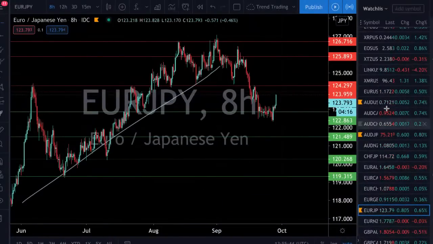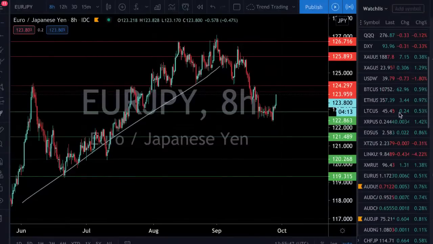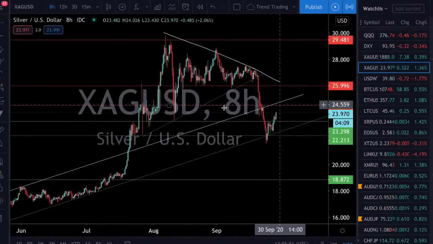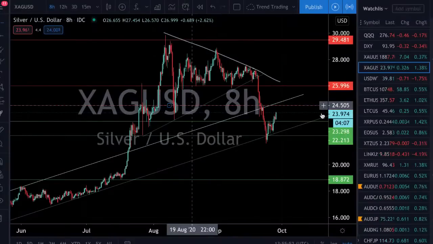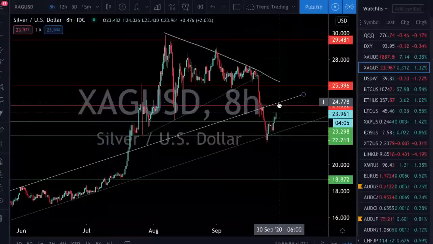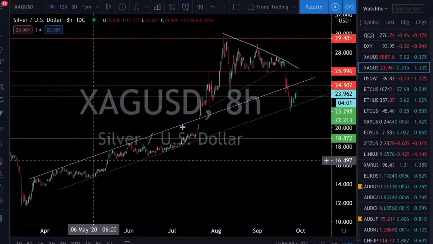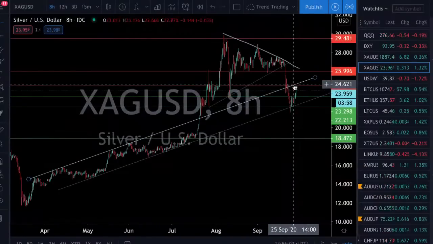We have big resistance on silver at 24.50. 24.50 is the big resistance on silver. You can see it right over there. 24.50 is horizontal resistance. It also happens to be this trend line resistance. You can see that trend line over there. And that is the big area that once you get above on silver, we could be looking for buys again.